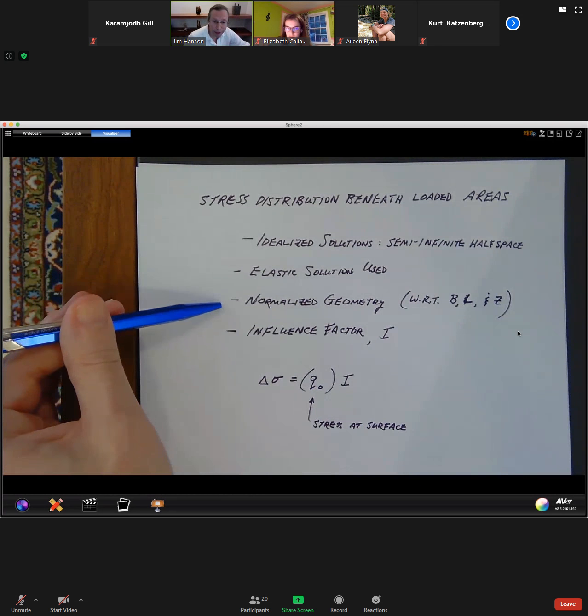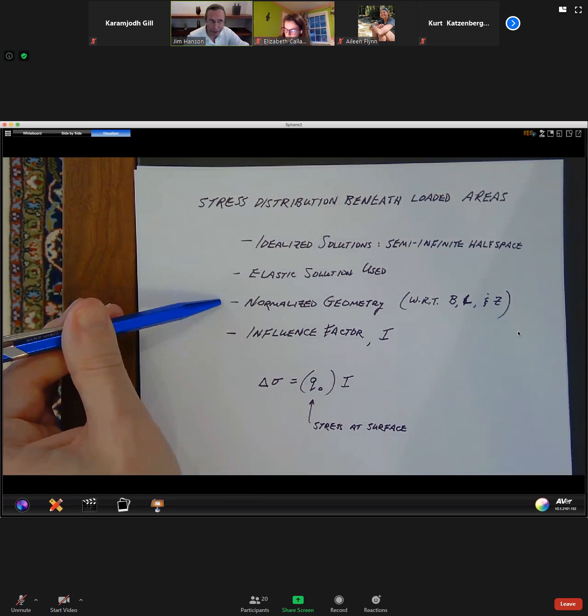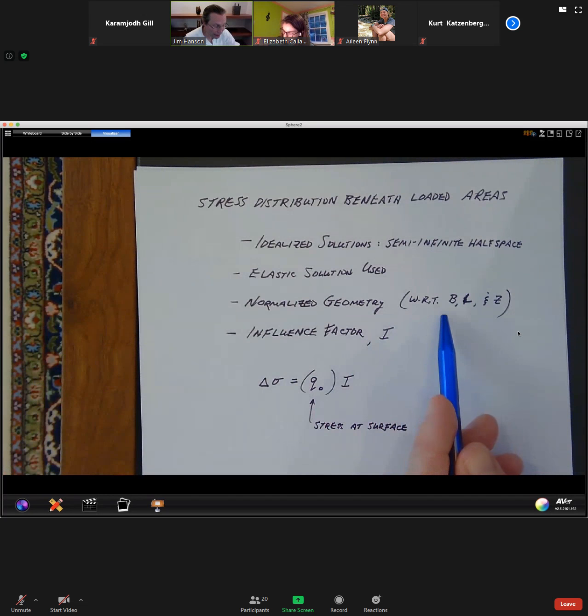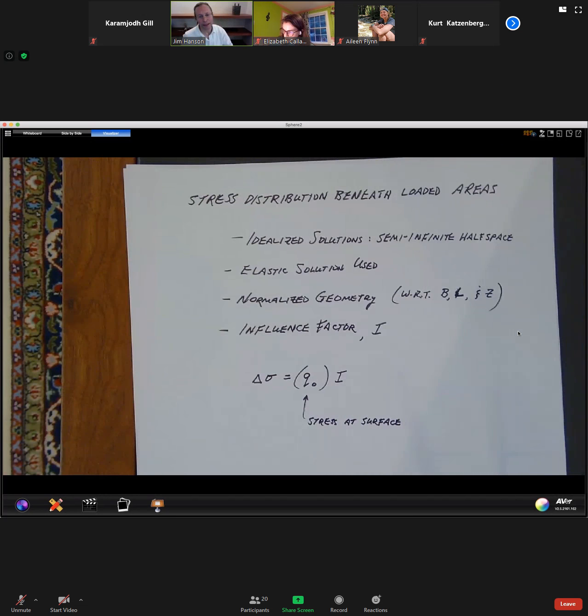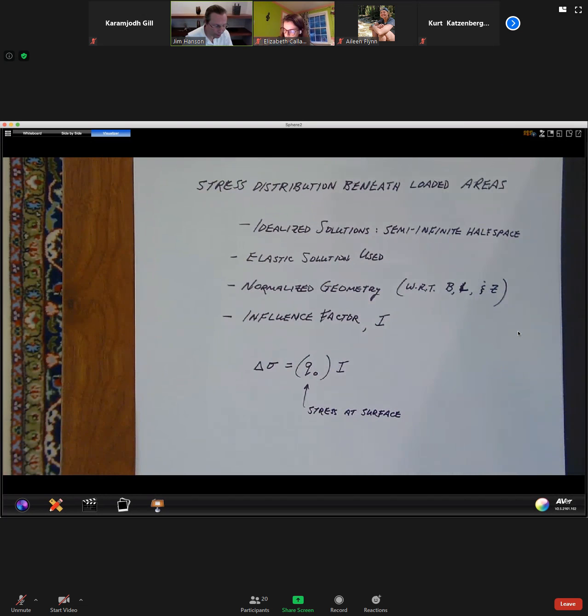We're going to use normalized geometry in all of these methods. And this is with respect to B, L, and Z. And in some cases, say for an embankment, we'll get into some other dimensions as well, but these are the big ones for foundations, in which you would speak of being, for example, at a depth 2 diameters below the foundation, or 2 width dimensions B below the foundation.